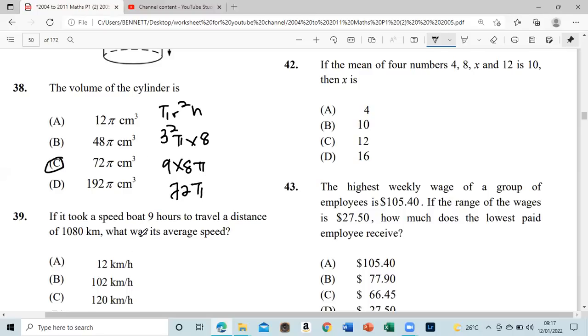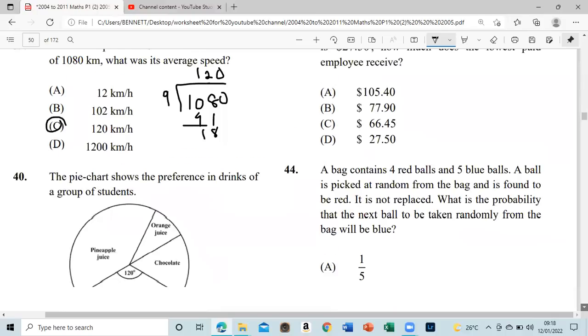Question 39. If it took a speedboat, so it would be 1080 divided by 9. So 9 into this, or 120, I think is the answer. Yeah, and I get the 2 right. All right, let's go. We have something else to go do.